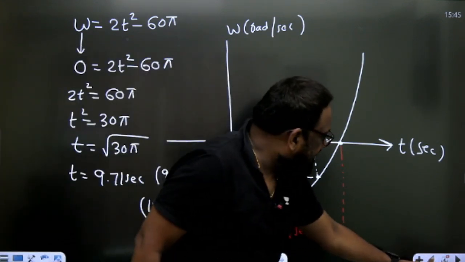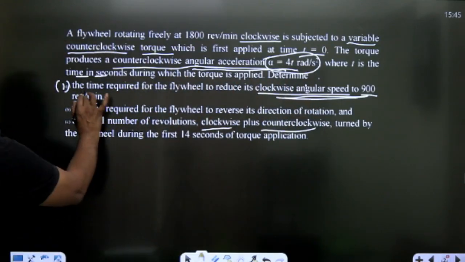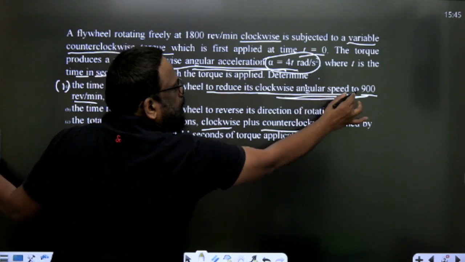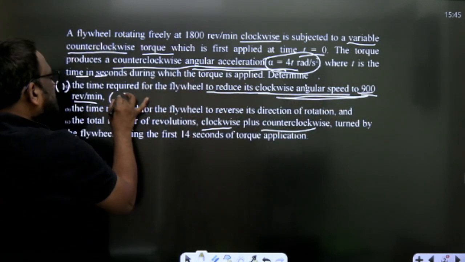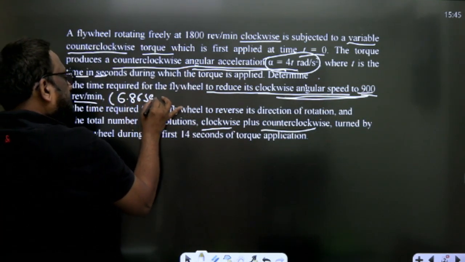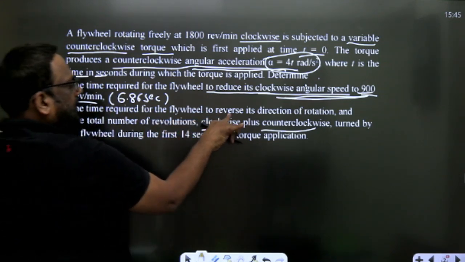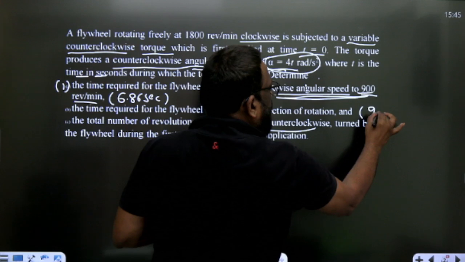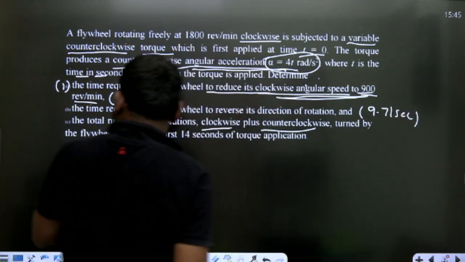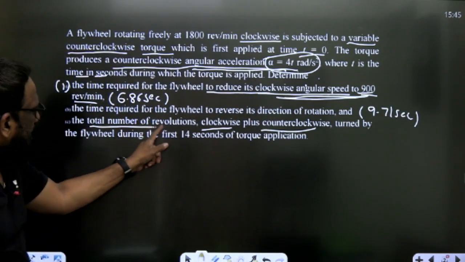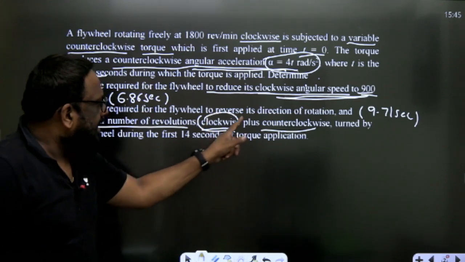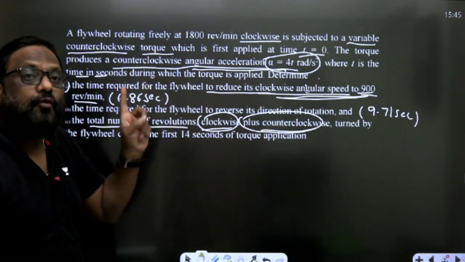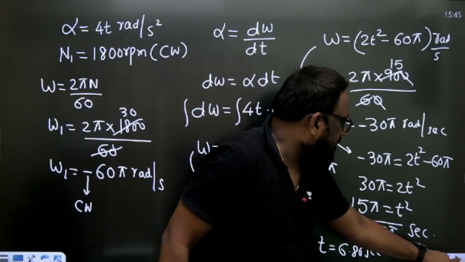Now let us take the third part. Look at the first part: the time required by the flywheel to reduce its clockwise angular velocity to 900. So it took 6.86 seconds. And the second, the time required for the flywheel to reverse its direction, and it is 9.71 seconds. And the third, the total number of revolutions, clockwise and counterclockwise, turned by the flywheel in the first 14 seconds of torque application. Now stop.